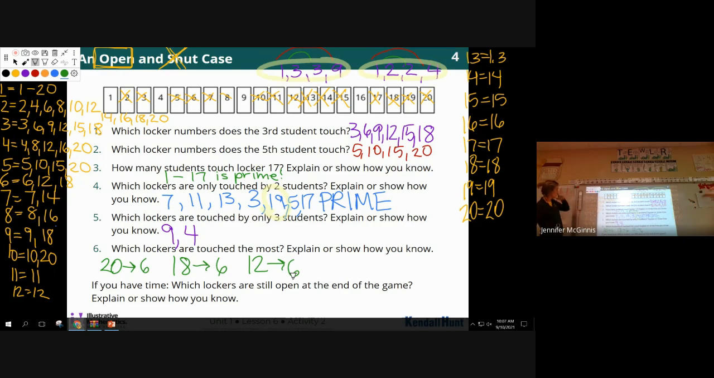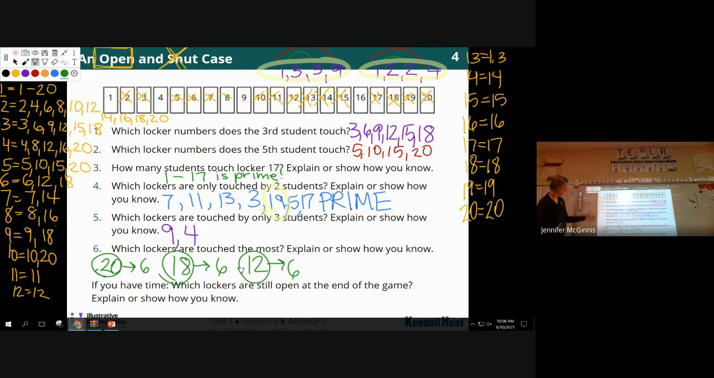18. Wait, we did 18. 14? Okay. 1, 2, 3, 4. David? 16? 1, 2, 3, 4, 5. Are there going to be any others? Maybe 10? 1, 2, 3, 4. So these are our lockers that were touched the most: 20, 18, and 12, all at 6.